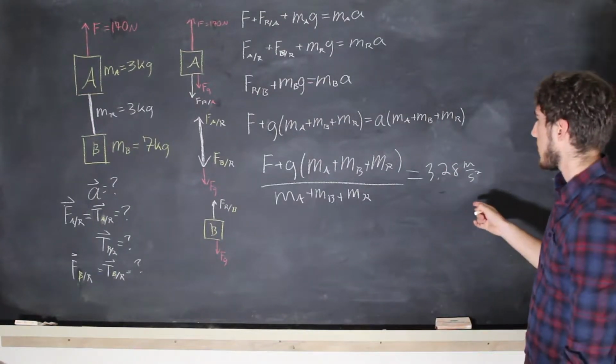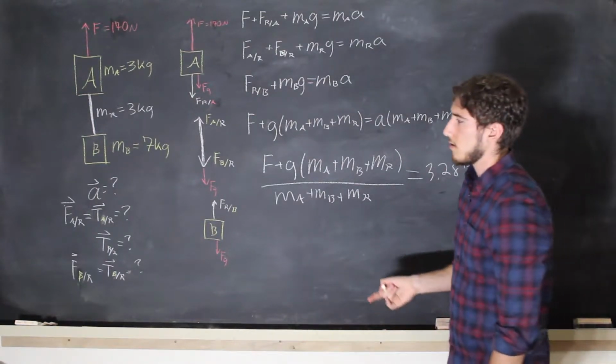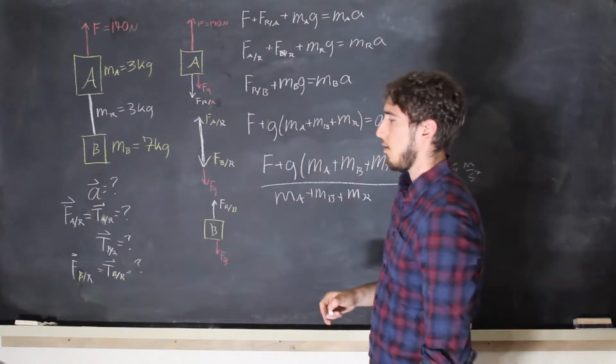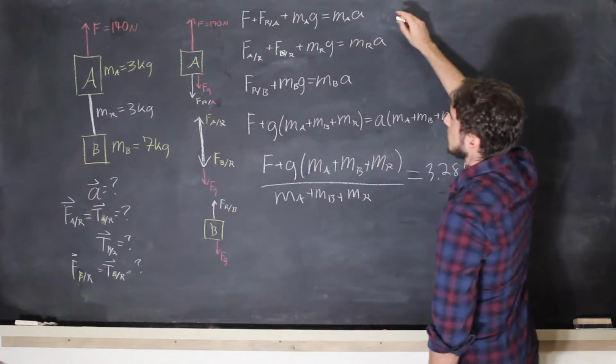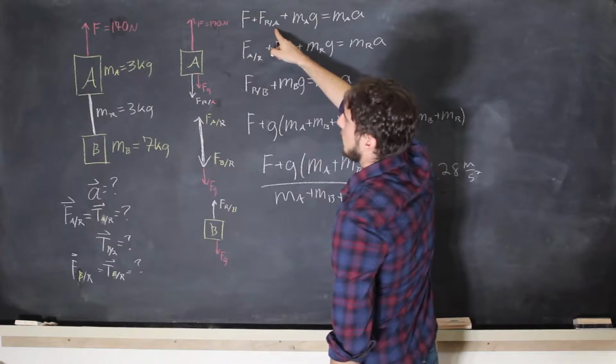Now that we have the acceleration of the system, we can start solving for the tension on the rope. So the tension at the top of the rope is F of RA.